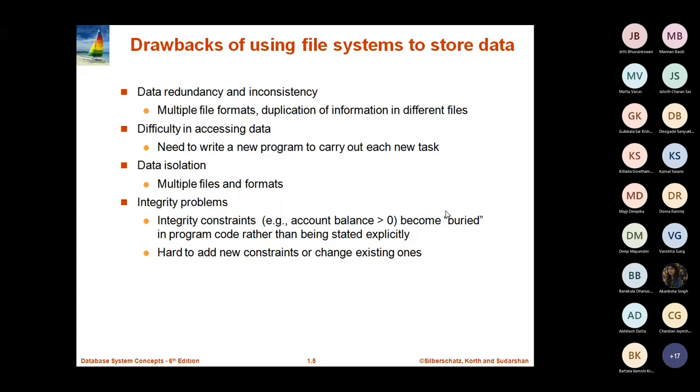Several types of integrity problems can also arise if we use file systems instead of a database management system. For example, by an integrity constraint, we mean that, say, the account balance for any bank account cannot be less than zero. These types of checks get embedded in the programming logic itself. But in databases, as we'll see, these can be defined as part of the data definition itself, and one can clearly see what the different integrity constraints are.